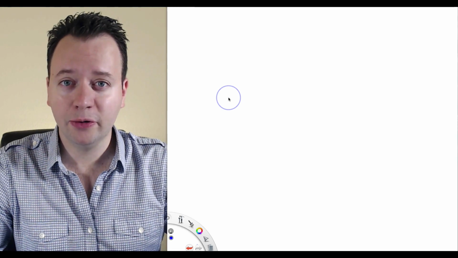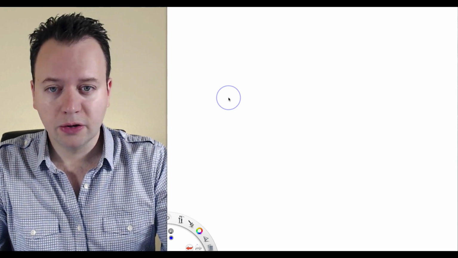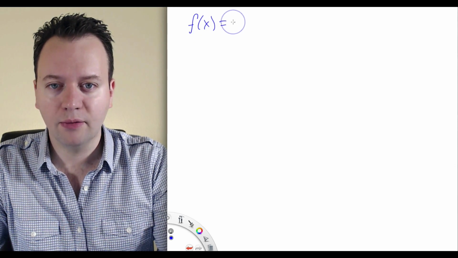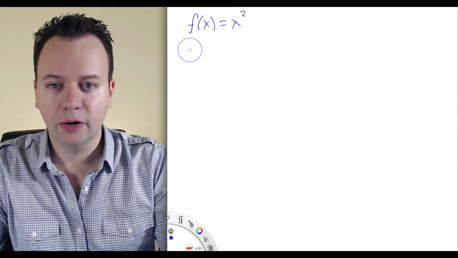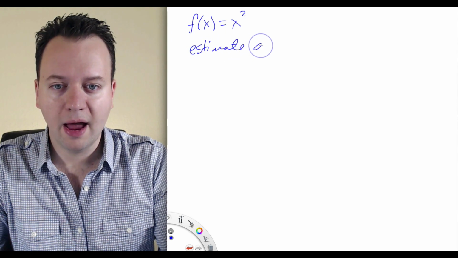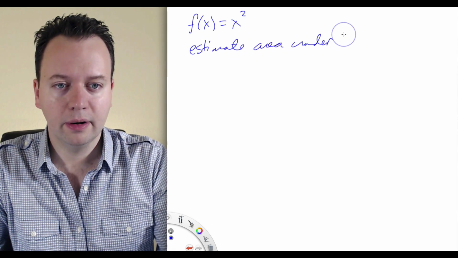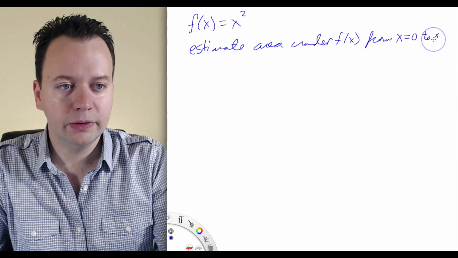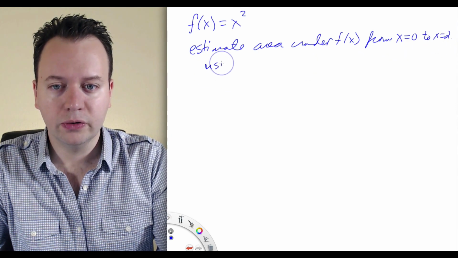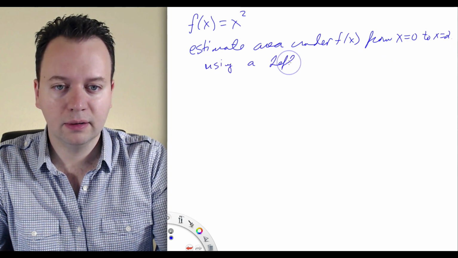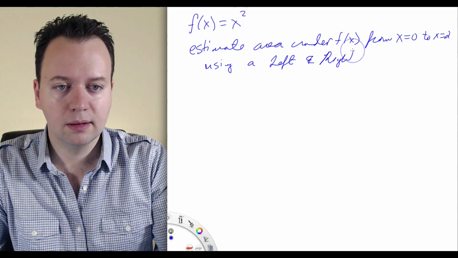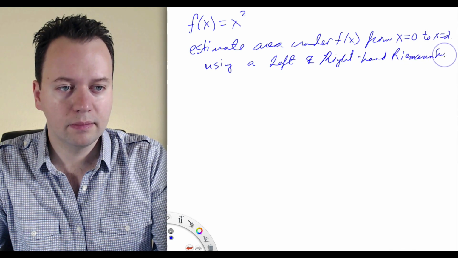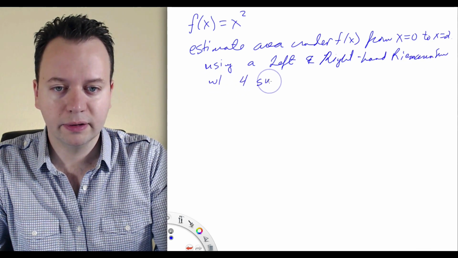Next, let's look at some examples of left-hand and right-hand Riemann sums. So our first example is to compute the Riemann sum for f of x is equal to x squared. So estimate the area under f of x from x is equal to 0 to x is equal to 2 using a left and right hand Riemann sum with 4 subintervals.